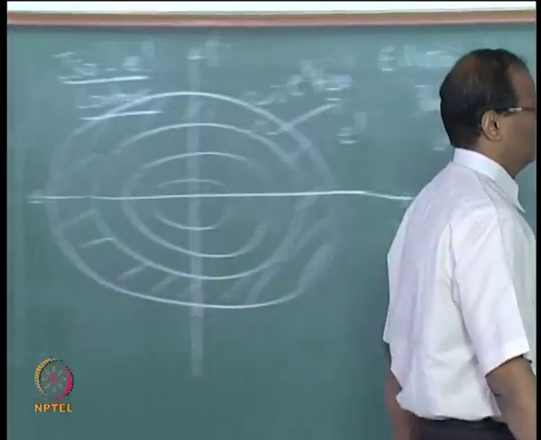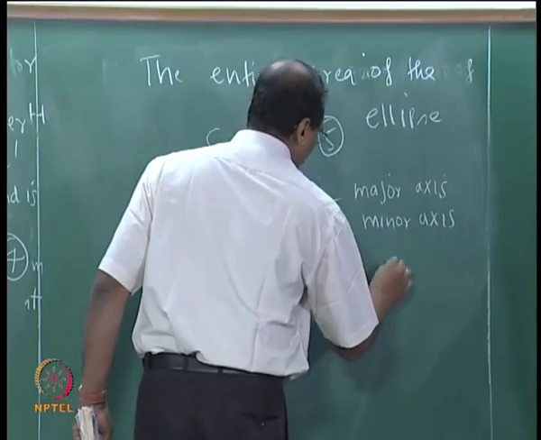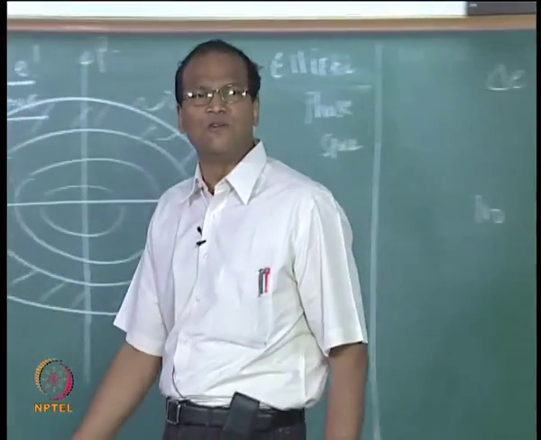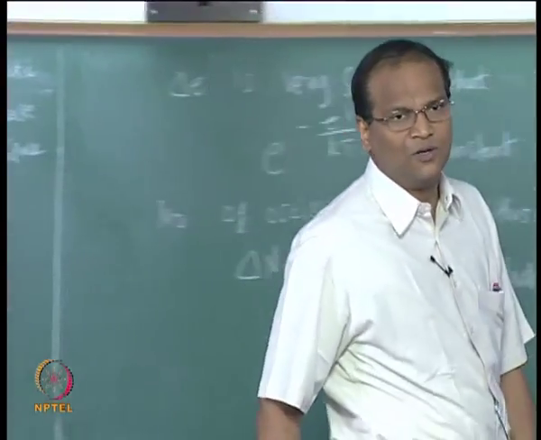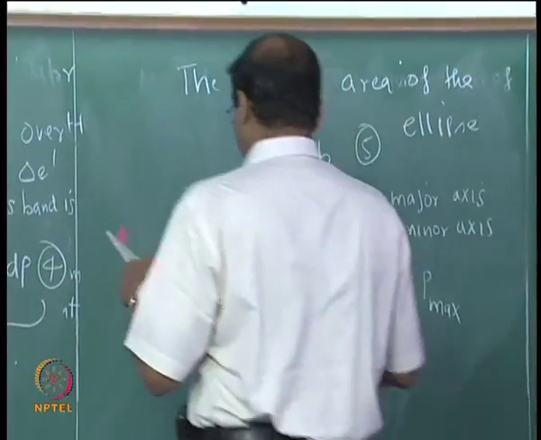So S will be equal to pi, in this case in the elliptic phase space S will be equal to pi into x max into p max, correct. From the equation of ellipse x squared by a squared plus y squared by b squared is equal to 1, can you get an expression for x max and p max? You know the equation of the ellipse, isn't it? Can you get the expressions for x max and y max? Anyway, this is part of the assignment.